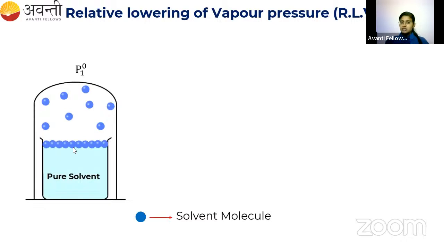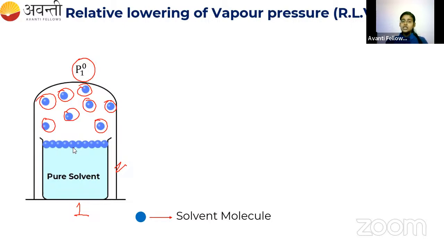Now, the pressure exerted by this pure solvent is denoted by P1 naught. Why is it called P1 naught? Solvent is denoted by 1, so I am putting 1 there, P1. What does this naught represent? It represents the vapor pressure of the pure solvent. I have only solvent molecules here, means I have only the vapors of solvent in the system. So P1 naught is the vapor pressure of the pure solvent.